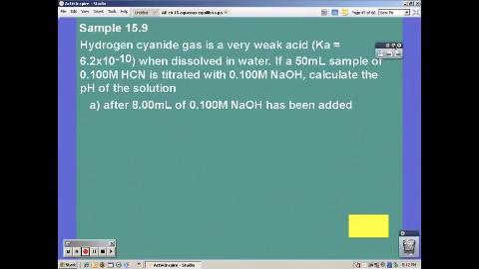Alright, so most of the time you're not going to have a series of problems like you did. You're just going to have a couple of them. So it says, calculate the pH after we've added 8 milliliters of a 0.1 molarity sodium hydroxide solution. So try that one and then restart once you've got it.